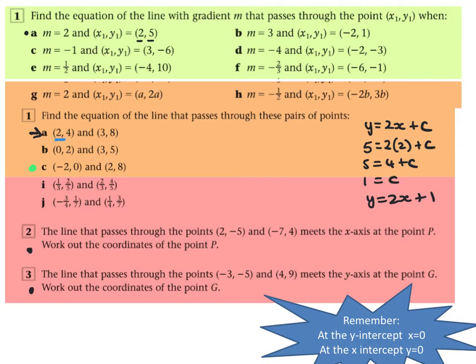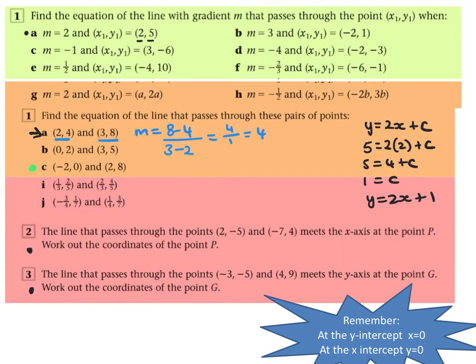Apart from this time, you're given 2 points. Step 1, work out the gradient. So you know to find the gradient, you do the difference in y over the difference in x. So 8 minus 4, divided by 3 minus 2, which equals 4 over 1, so my gradient is 4.